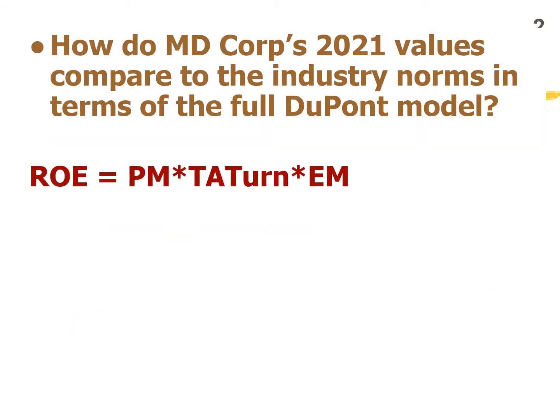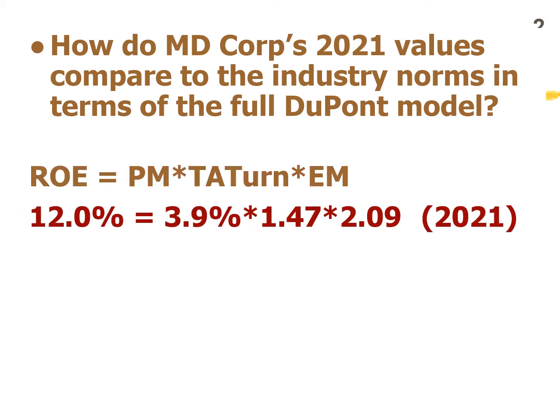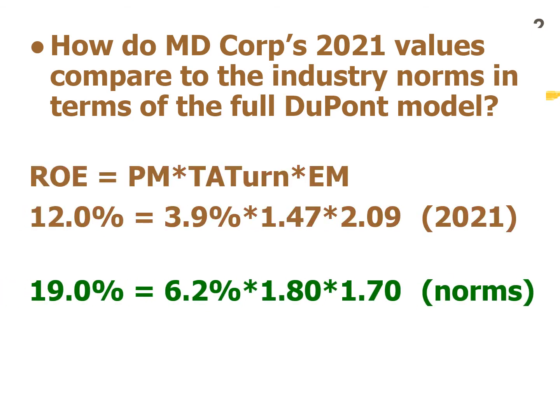If we examine MD Corporation's ratio values for this recent year and compare them to the industry averages, this is what we find. MD's return on equity is well below the industry average, but the question is what is the primary culprit? Is it the profit margin, which reflects cost control? If MD has greater control of its costs, its profit margin would be higher.